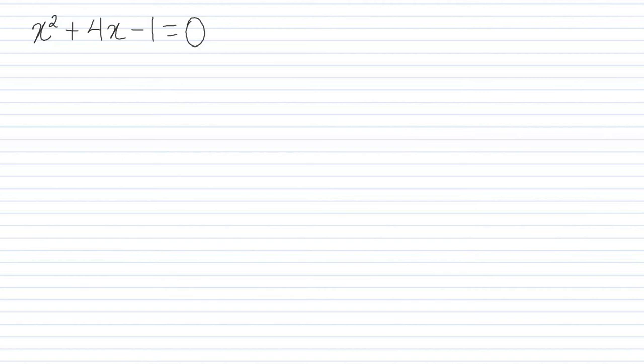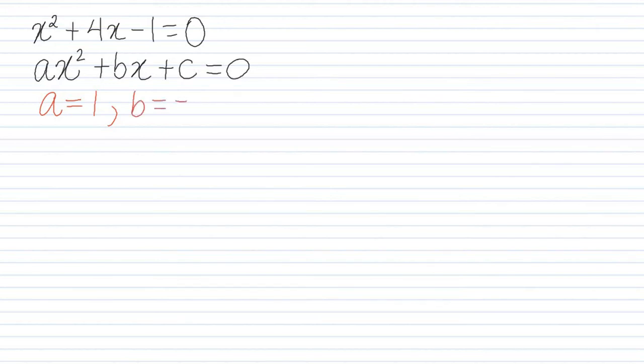So the first thing you have to do is to write the general form of a quadratic equation, which is ax squared plus bx plus c equals 0, where a is the coefficient of x squared. In this particular question, the coefficient of x squared is 1, so a equals 1. And then b is the coefficient of x, which is b equals positive 4, and then c is just the constant of the quadratic equation, right? So then you have c equals -1.